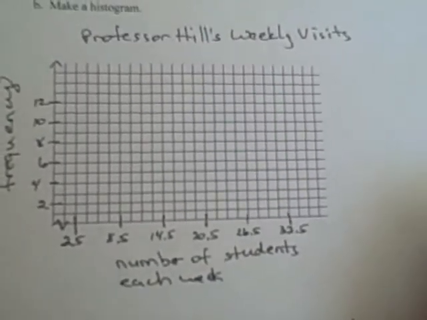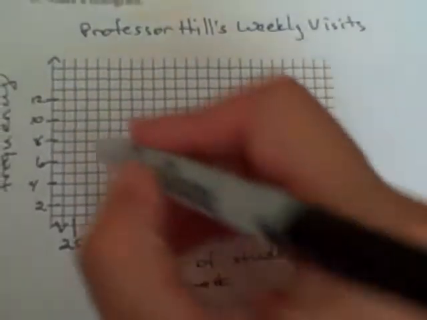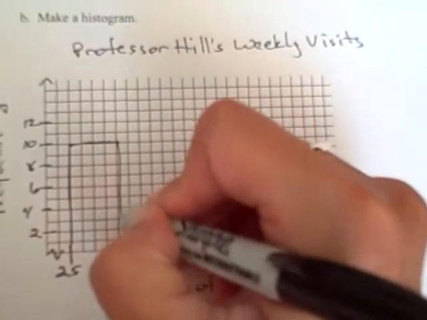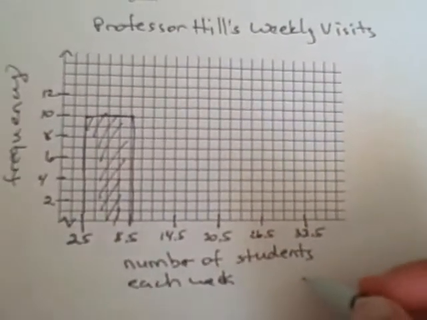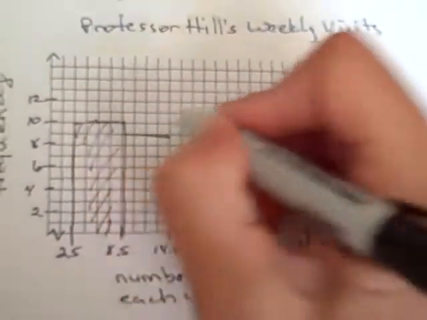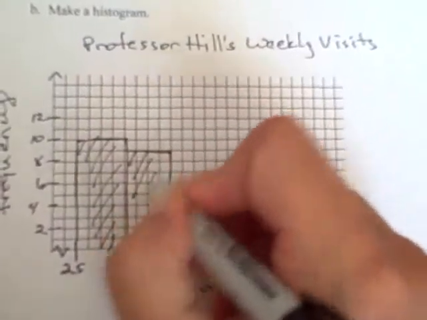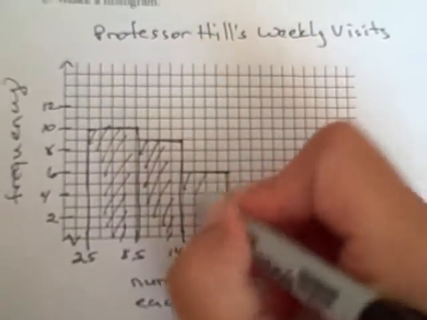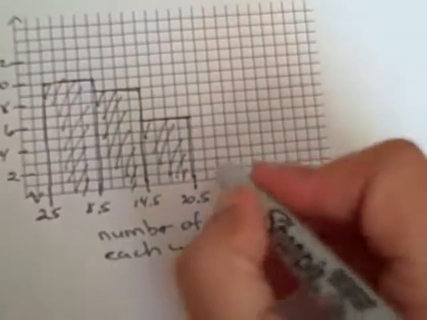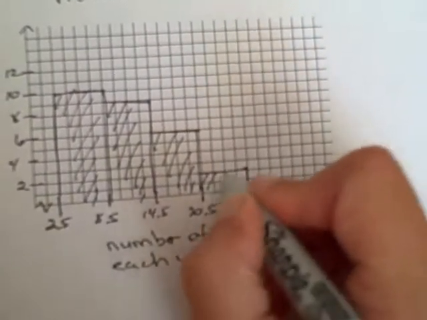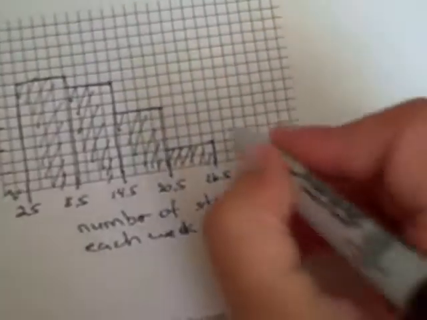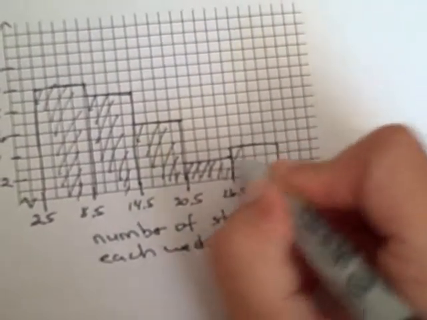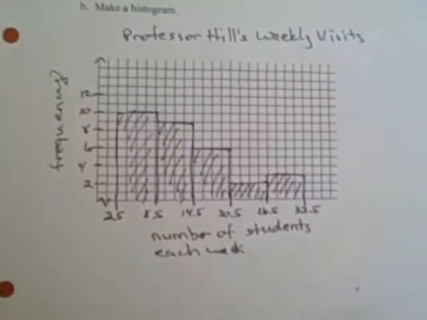For the first class, our frequency was 10, so I'm going to come up here with my bar up to 10. I'm going to try to hurry because I'm running short on time. Okay, 10 minutes sure goes by fast. The second class has 9. The third class has 6. The fourth class has 2. And the last class has 3. There we go, there is our histogram.